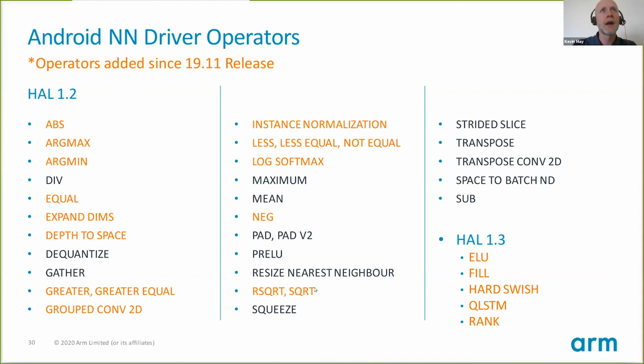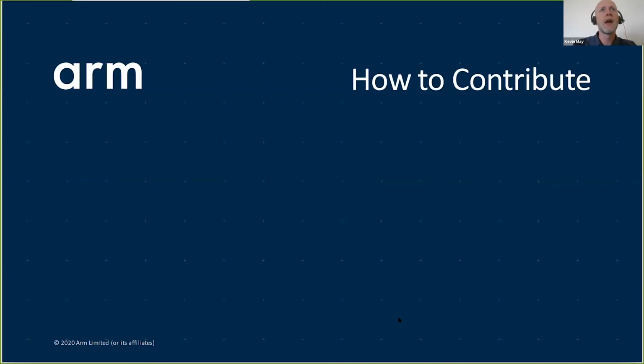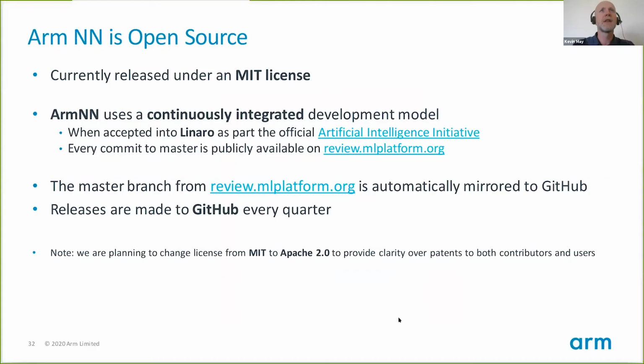So I'd like to finish then with these slides, which are about how you would contribute or add an operator or indeed any other feature to Arm NN. Arm NN is currently open source, under the MIT license. It uses a continuously integrated development model. We undertook that when we were accepted as part of the official artificial intelligence initiative of Linaro. And every commit to master is publicly available on review.mlplatform.org.